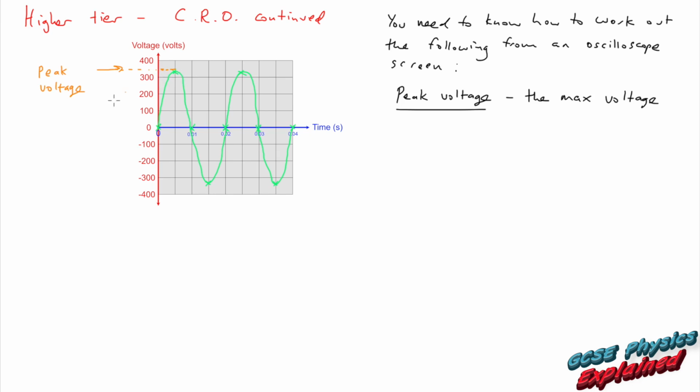And in this case it would be 325 volts. Now you're also supposed to be able to know the period. And the period is the time taken for one complete wave or one complete cycle. In this case, one complete wave has taken 0.02 seconds.